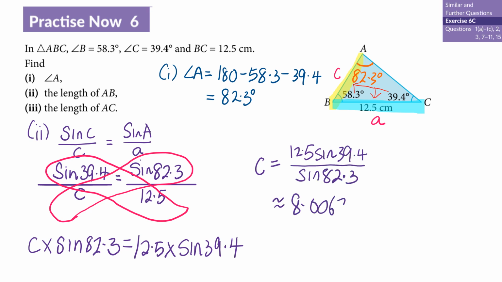And we get the answer for the length of AB to be 8.01 centimeter, expressed to three significant figures. So that's how we find the length of AB. To be more professional, you can just put AB is approximately equal to 8.01 cm.